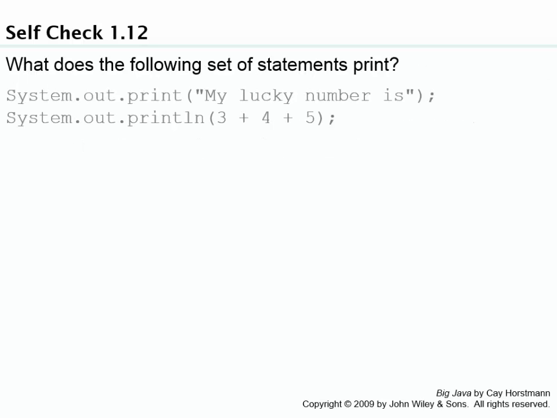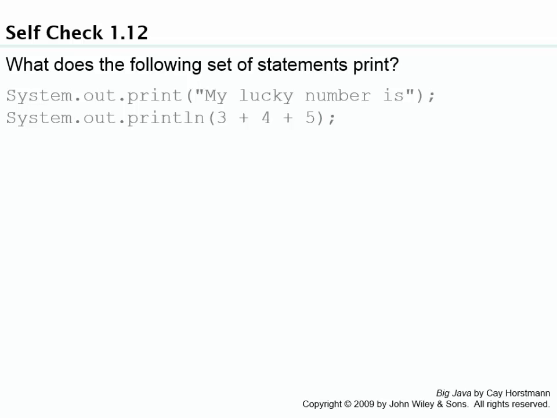Okay, here's another self-check. What does the following set of statements print? Yeah, so this is kind of a challenge. Let me go up front. Okay, so this first one here, print. Notice it doesn't say println. I think I mentioned that. When you call print, it'll print that thing, but it won't advance to the next line.